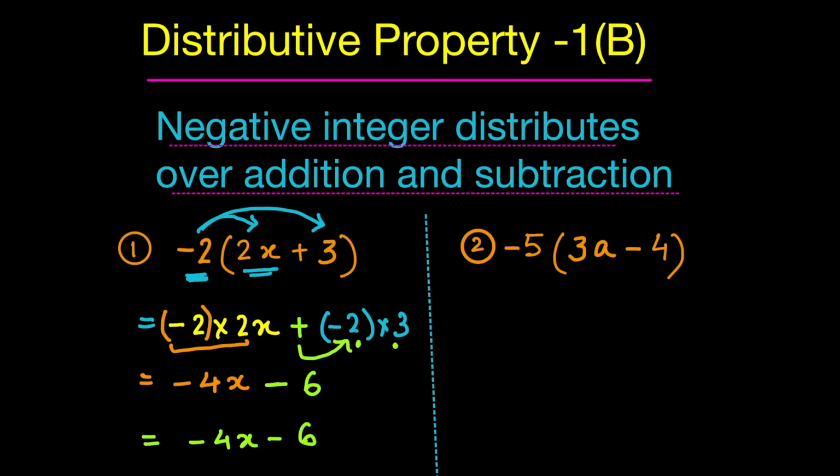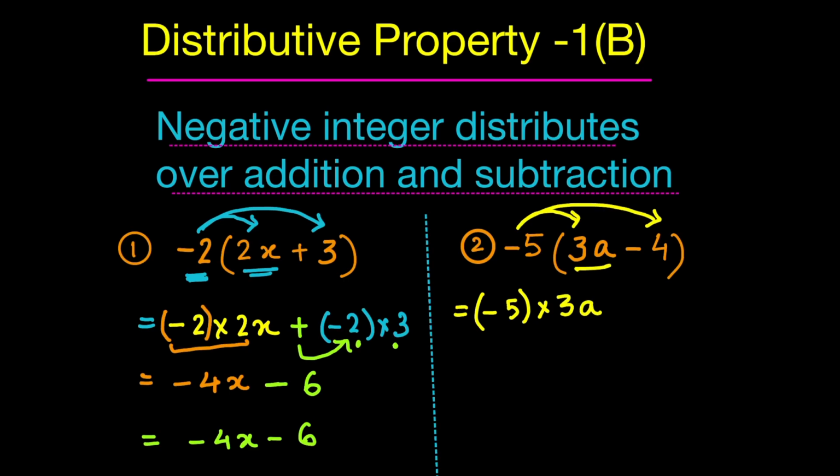Example 2. So now the outer number is -5, so negative integer. Inside the bracket again we have two numbers. So whenever we multiply something with a negative number, it's always good to put that number in the bracket. So first we see how it's multiplied. The outer number gets multiplied to the first number, then the outer number gets multiplied to the second number. So this -5, we put this in bracket, then times this first number, so 3a.